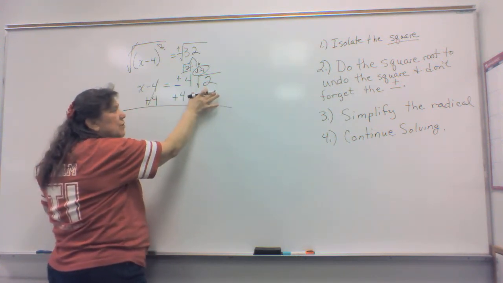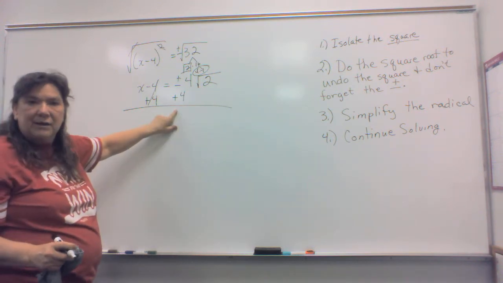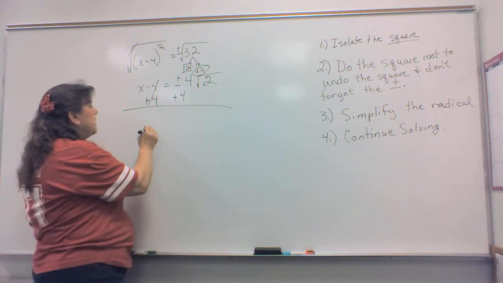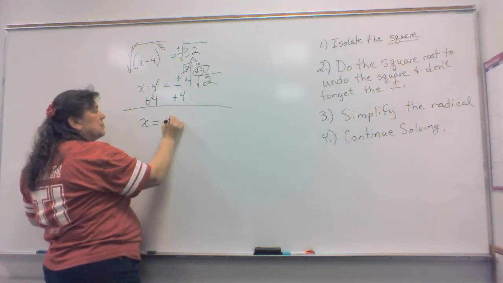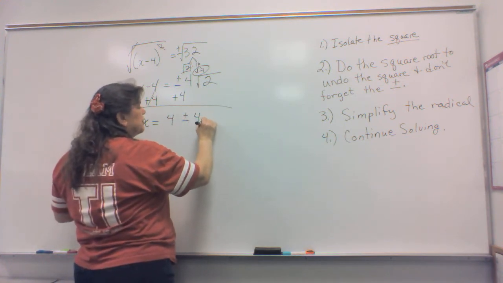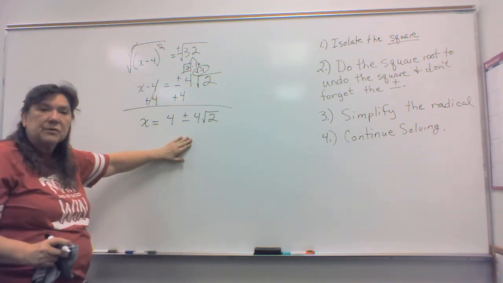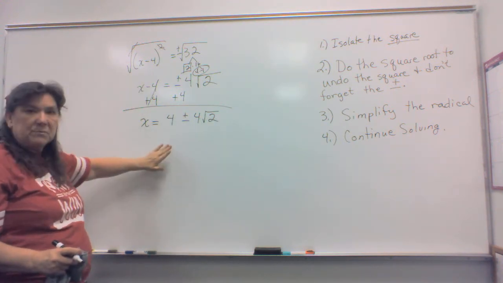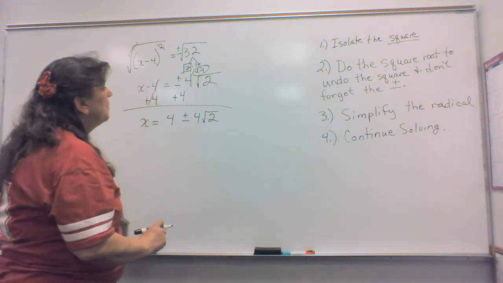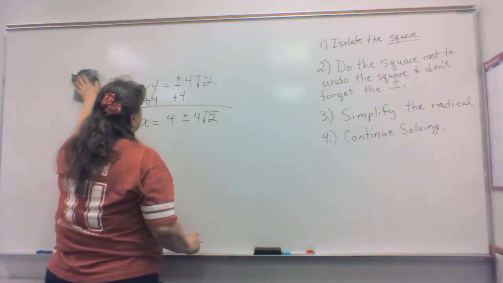I don't put it over here underneath my 4 square root of 2. Why? Well, it's because they are not like terms. And so therefore, I have x is equal to 4 plus or minus 4 square root of 2. And that would be the answer. It just gets simplified like that and stops right there. So now let's do one even more complex.